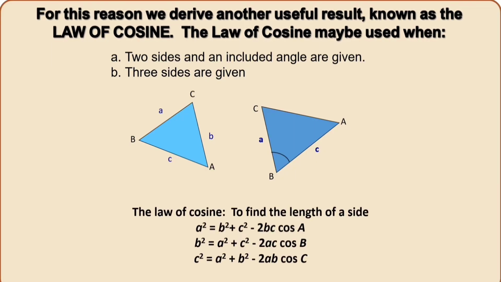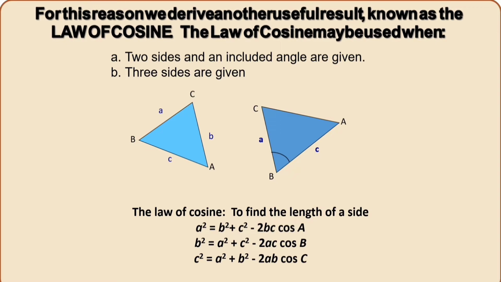The law of cosine, to find the length of a side, we have A squared is equal to B squared plus C squared minus 2BC cosine A. Next, B squared is equal to A squared plus C squared minus 2AC cosine B. And the last one, C squared is equal to A squared plus B squared minus 2AB cosine C.